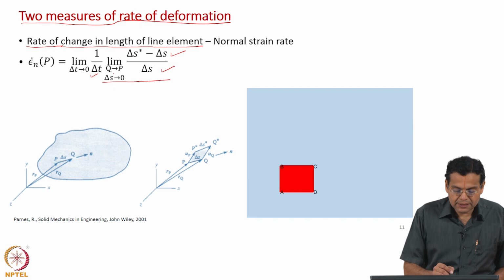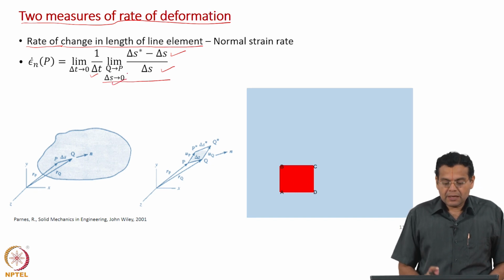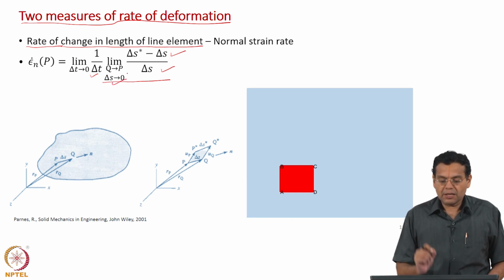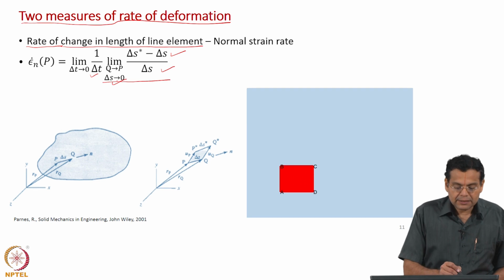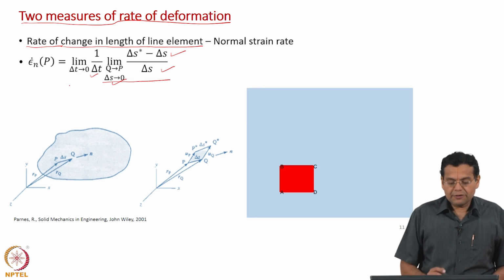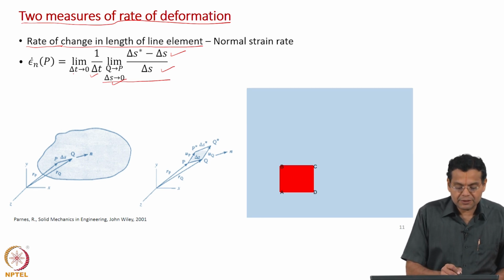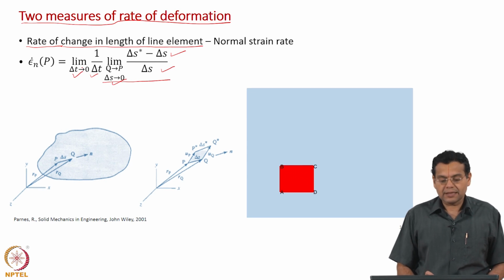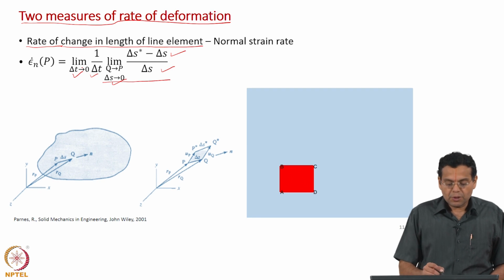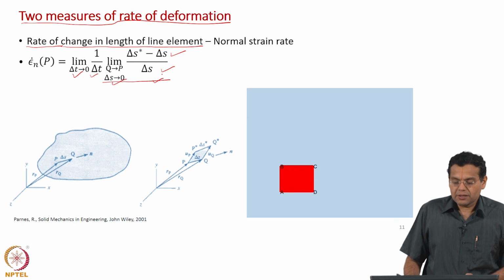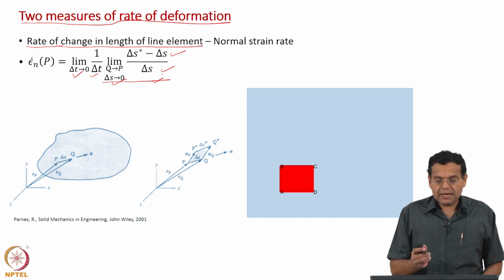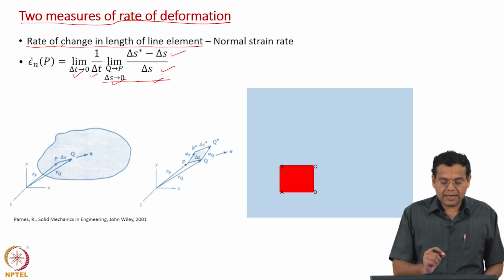The first limit is, as we have seen already, at a point we consider a small line element, that is why delta s tends to 0, and now we divide by delta t, and the rate is defined in the limit of delta t tending to 0. So, that is why you have another limit here, which tells delta t tending to 0. So, one limit makes the definition of normal strain rate valid at a point, that is why delta s tending to 0.